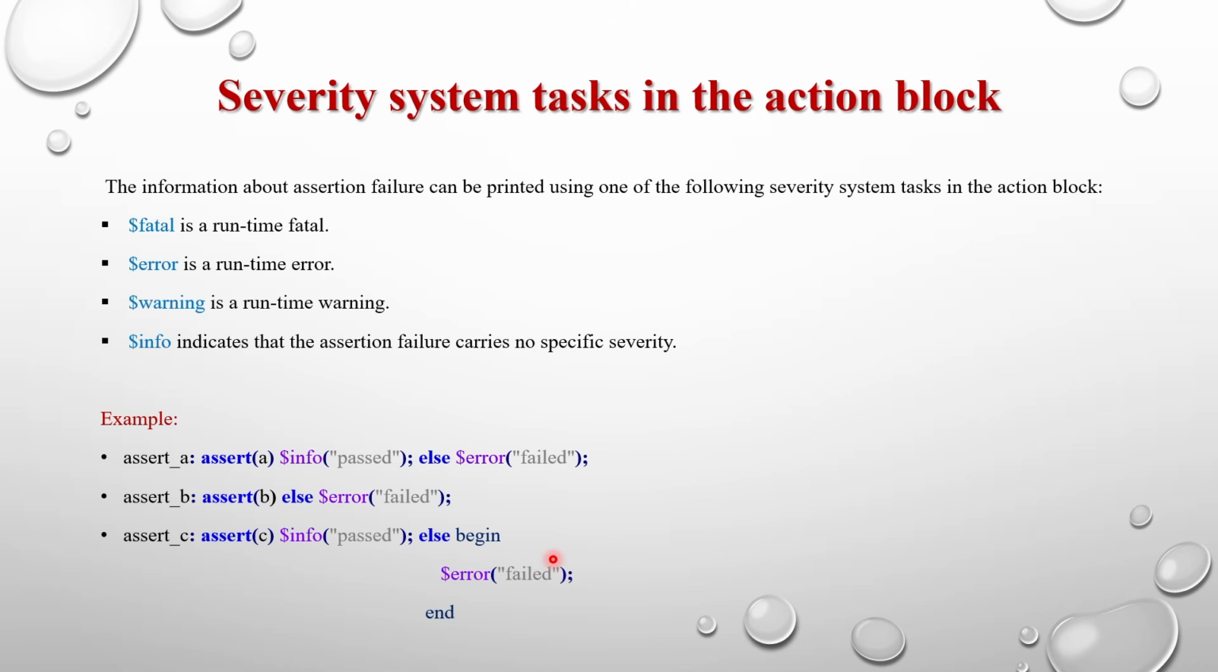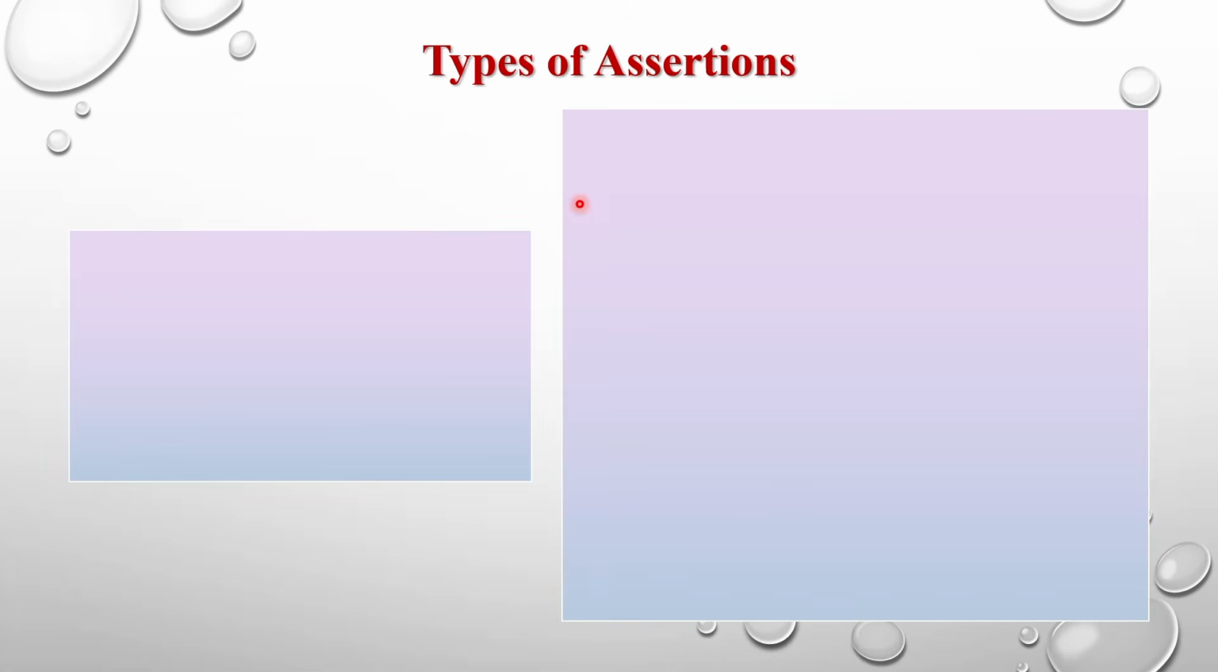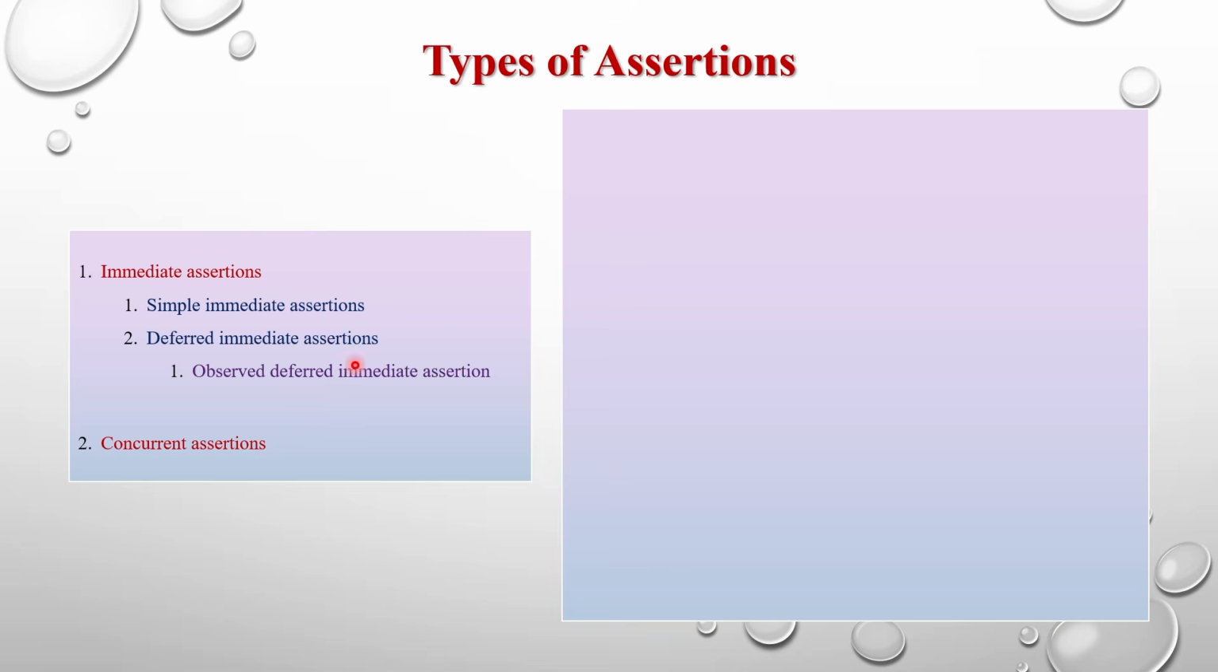And next we will see the types of assertions. So now we will see the types of assertions. There are mainly 2 types of assertions: immediate assertions and concurrent assertions. And in immediate assertions, we have 2 types: simple immediate assertion and deferred immediate assertion. And again in deferred immediate assertion, we have 2 types: observed deferred immediate assertion and final deferred immediate assertion.